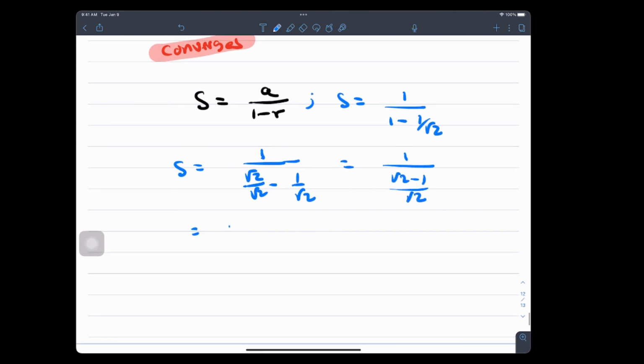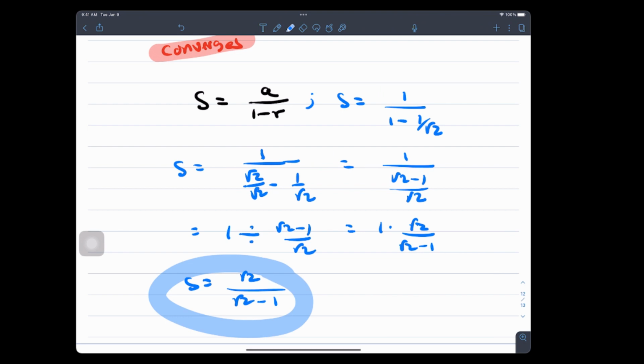This is going to be what? 1 divided by the square root of 2 minus 1 over the square root of 2. 1 times the square root of 2 over the square root of 2 minus 1. So my sum is the square root of 2 over square root of 2 minus 1. There you go.